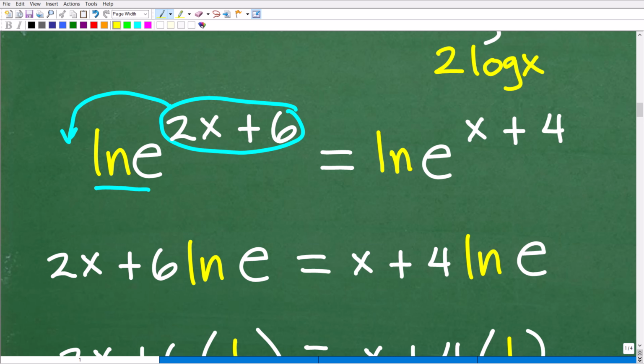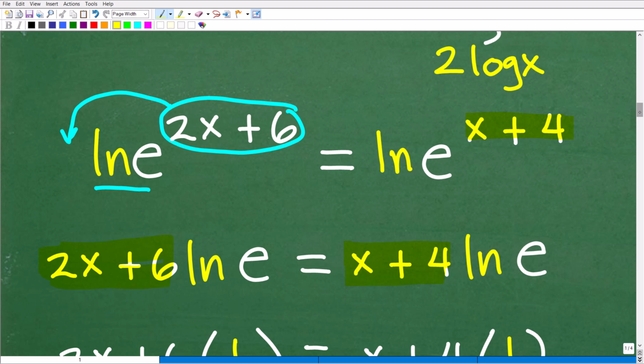So here, once I've taken a logarithm of both sides, I can now move this whole exponent expression right in front of the ln. So that's what I'm doing right here. I have 2x plus 6 times ln, and then this x plus 4, I can move down right here in front of the ln. Again, that's that property of logarithms.